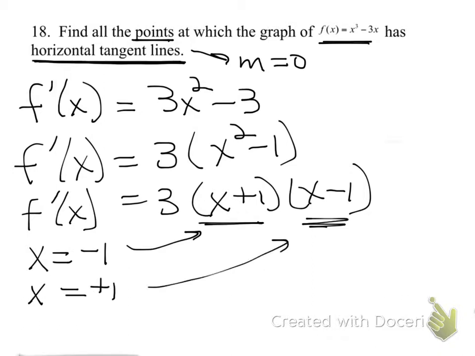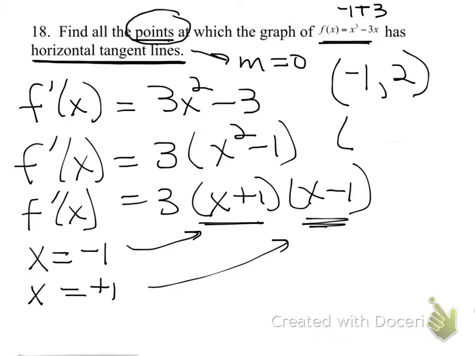Now, we're not done. If you write that answer, I'm going to give you half credit. Why would that be? Because it's saying to find the points. So come up here and let's set up our coordinate pairs. If x is negative 1, plug a negative 1 back into your original function. And so you're going to get negative 1 cubed is still negative 1. So I have negative 1 minus 3 times negative 1 is a negative 3. So minus a negative 3 is plus 3. So that means that you're going to have a y value of positive 2 if x is negative 1.